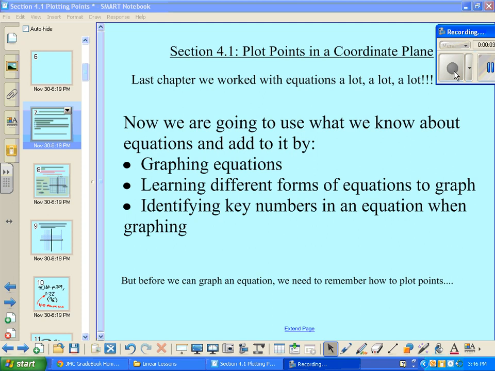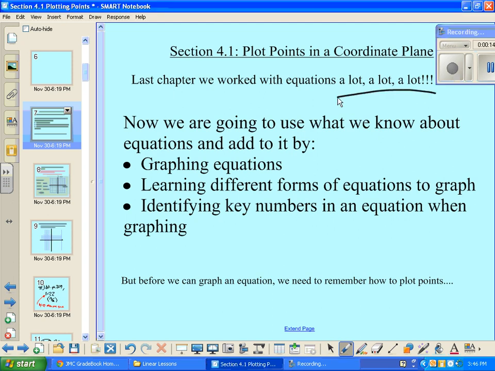This lesson is on section 4.1, plot points in a coordinate plane. Last chapter, we just finished up chapter 3, and we worked with equations a lot. That's what we did the whole chapter. We solved one-step equations, solved two-step equations, and equations with variables on both sides.